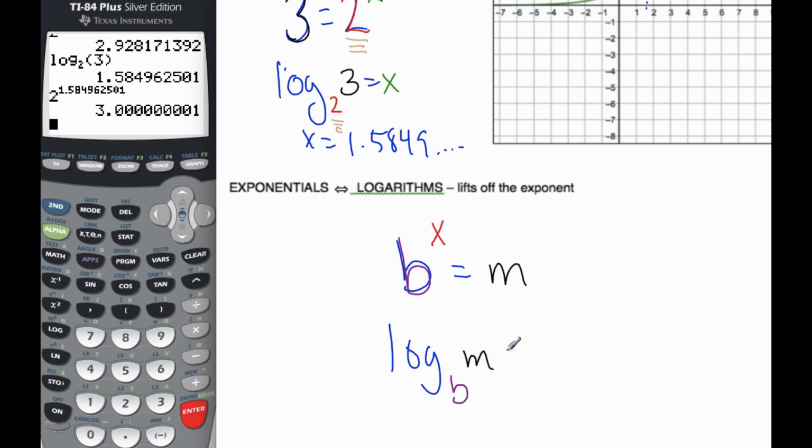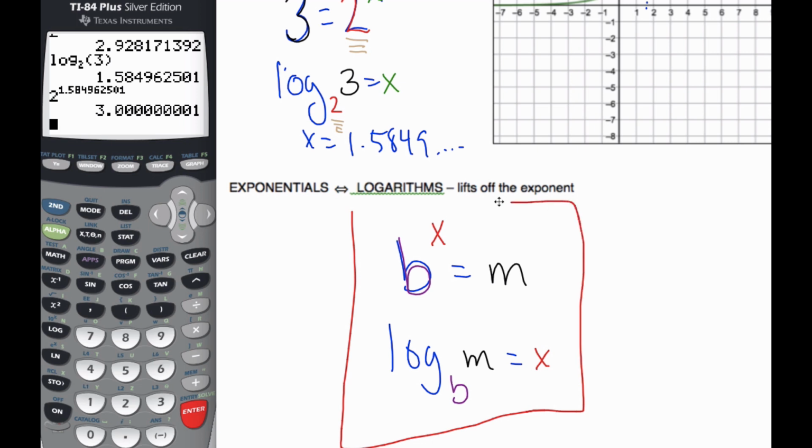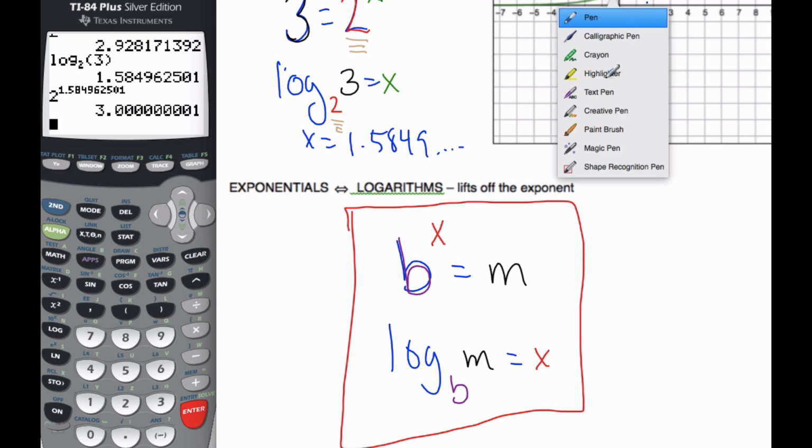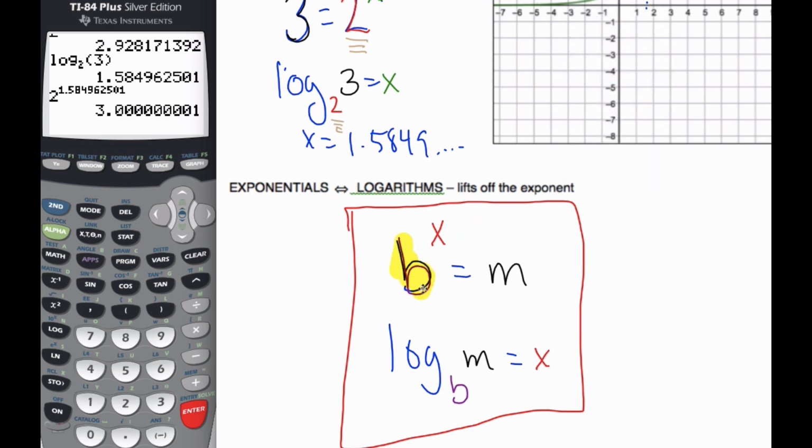is equal to x. These two statements are equivalent, and it's a matter of just rewriting, where the base stays the same. Remember that this base and this base are the same. The exponent moves to the other side of the equal sign, and m moves together with the log. All right, that's an important thing to remember.